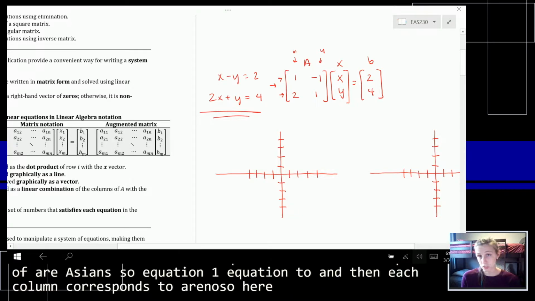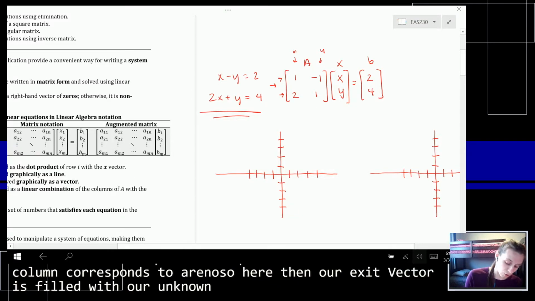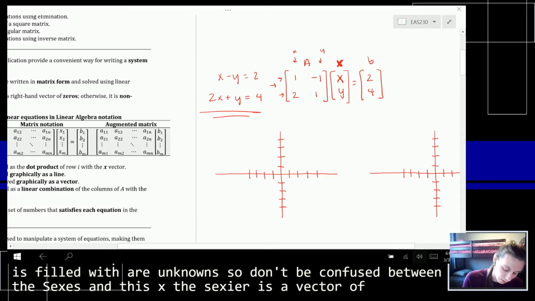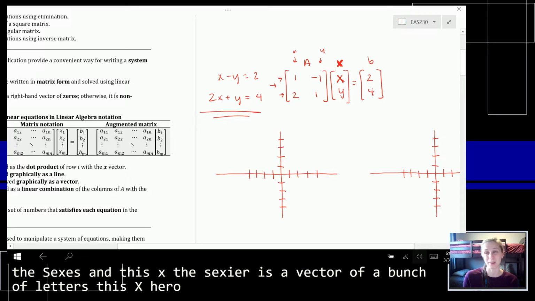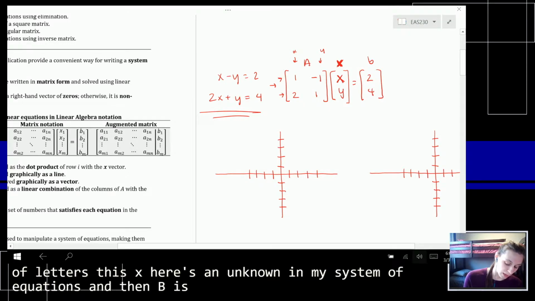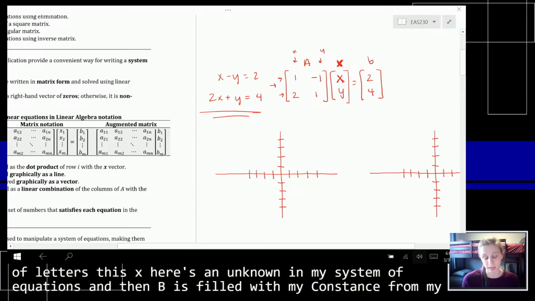Then our x vector is filled with our unknowns, so don't be confused between this x and this x. This x here is a vector of a bunch of letters. This x here is an unknown in my system of equations. And then b is filled with my constants from my right-hand side.